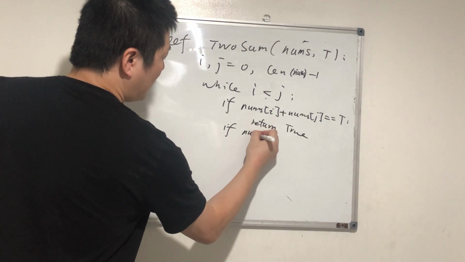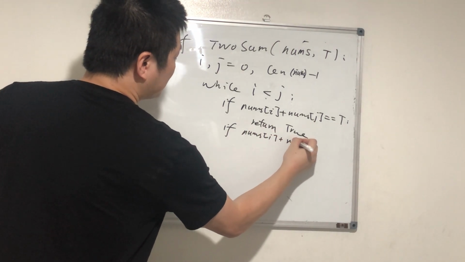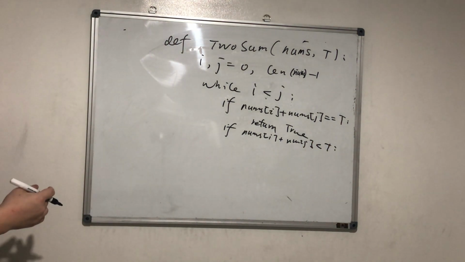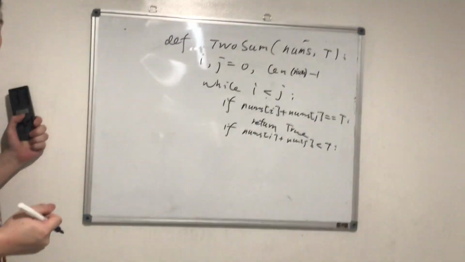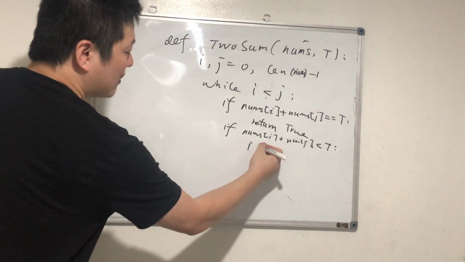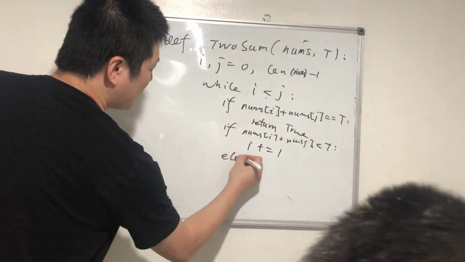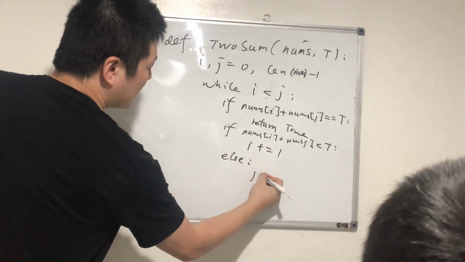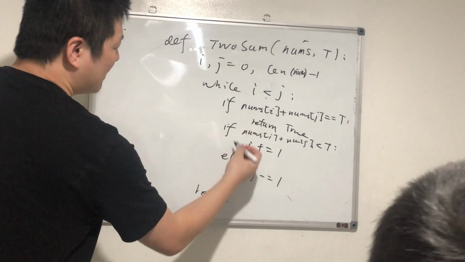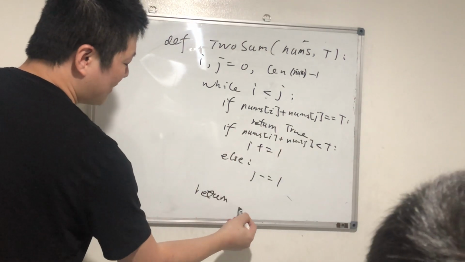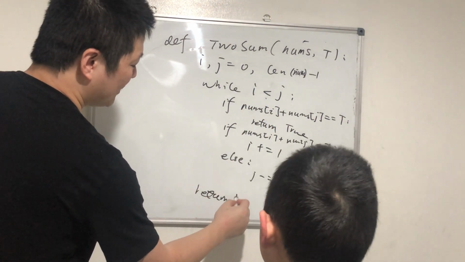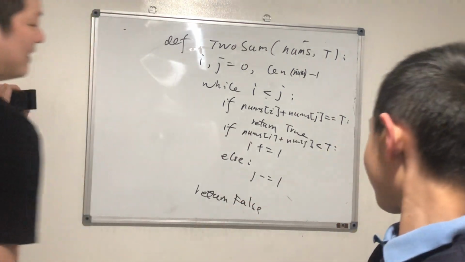If nums[i] plus nums[j] is smaller than target, what happens? We move i: i plus equals 1. Else, j minus equals 1. And then return here what? We return true if we found it. If we can't find it, return what? False. Return false. Does it make sense?